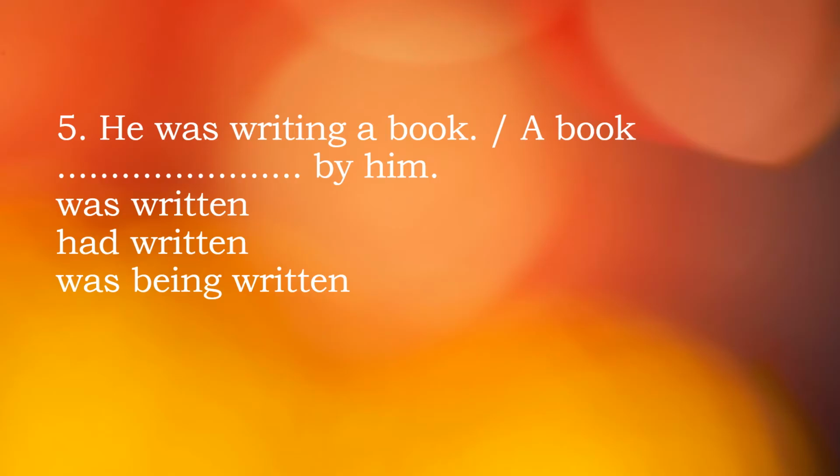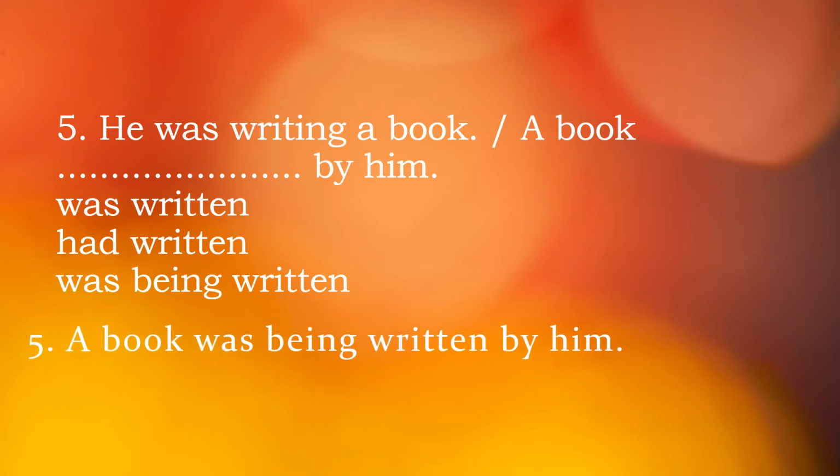So the third one would be correct. So book was being written by him. First, you take a book as the subject, meaning this object will be at the beginning. Then would you take was or were? A book is singular, so was would be there. Then for continuous, you take being. Then the verb, B3, written, then by him. Him means here it was he, so when you change it, the objective form will be there. So book was being written by him. Let's see the answer. Yes, book was being written by him.